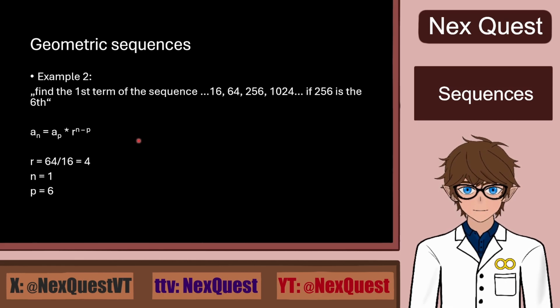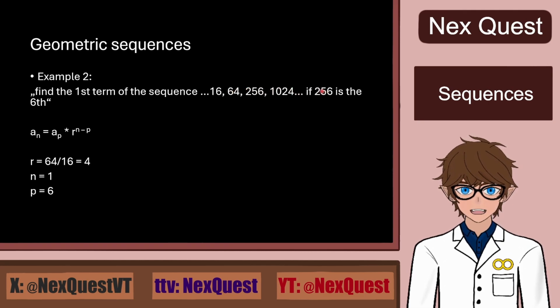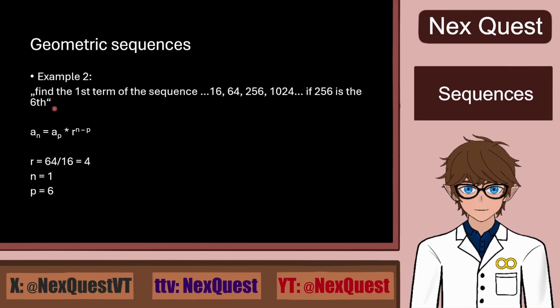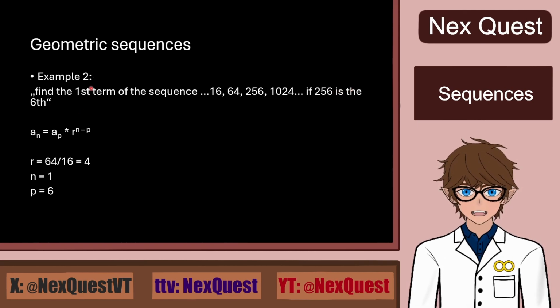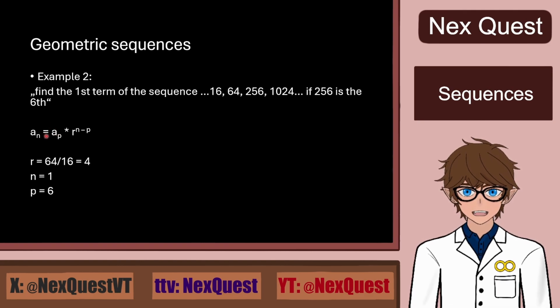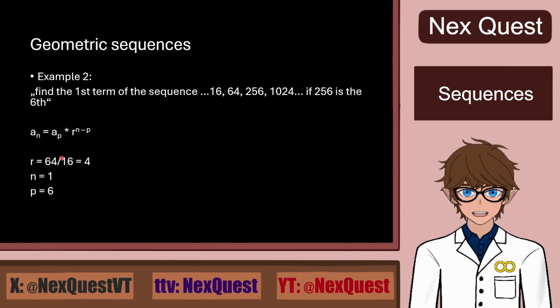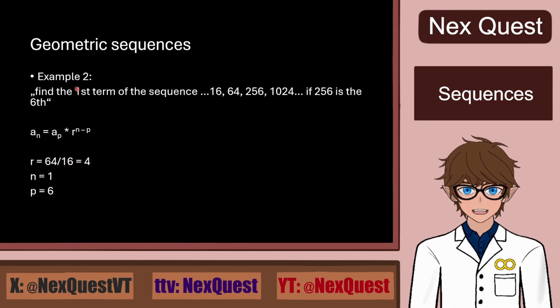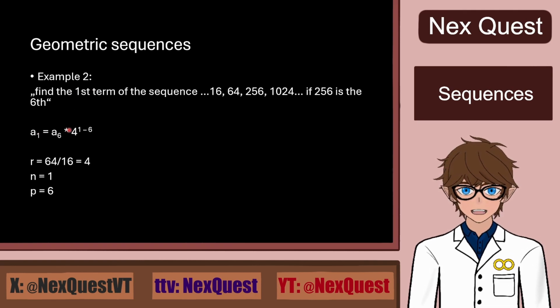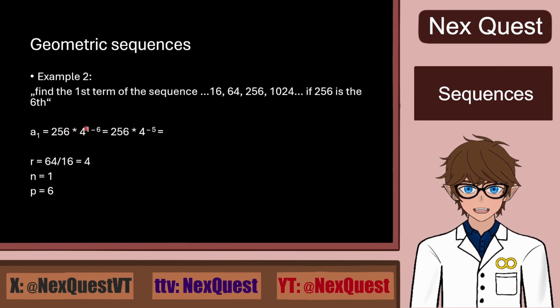Now, example number 2. Find the first term of the sequence 16, 64, 256, 1024, if 256 is the 6th term. There's a lot of 6s in here. Anyway, let's do this the same way we solved example number 2 in arithmetic sequences. Get the formula, the Pn formula of course. The ratio is 64 divided by 16, which is 4. n in this case is 1, because it's the first term, and the known term is the 6th, so 6. Now we paste in the values. We get 256 times 4 to the power of minus 5.